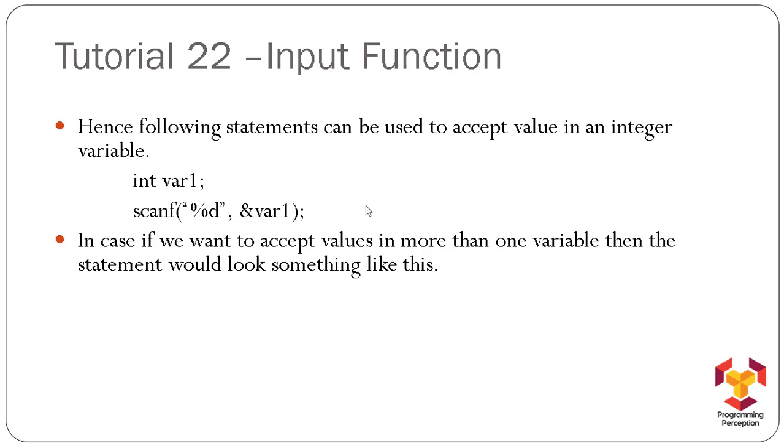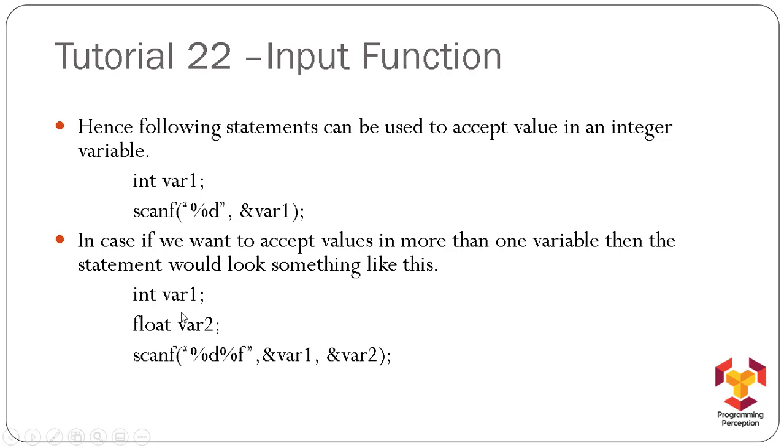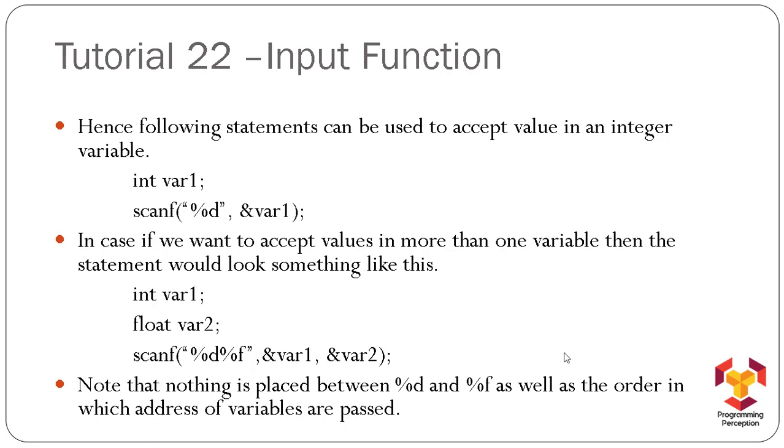Now in case we want to accept values in more than one variable, then the statement will look something like this. Suppose there are two variables of different types, one is integer, one is float. So we can write two format specifiers, %d and %f, and the addresses of the two variables, like ampersand var1 and ampersand var2. Note that nothing is placed between %d and %f, and the order in which the addresses of the variables are passed matters. So you should not keep anything in between.